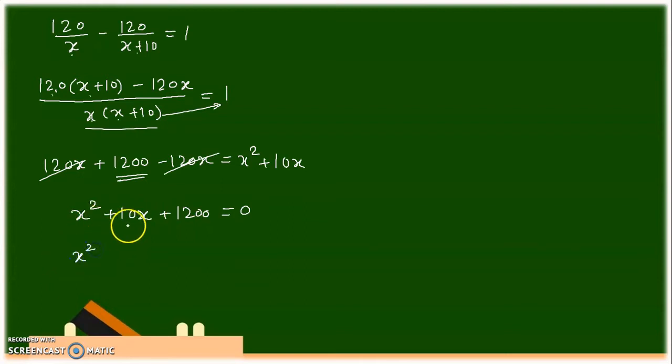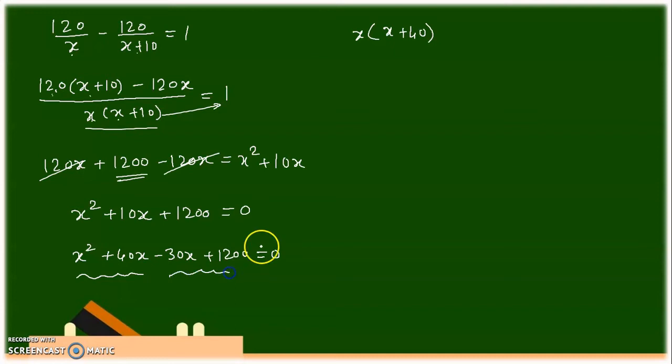So if you split this middle term 10x as 40x minus 30x plus 1200 equal to 0. From the first two terms we can take x common, so remaining is x plus 40, and from the second two terms take minus 30 common, so remaining is x plus 40. So now x plus 40 will be taken common.